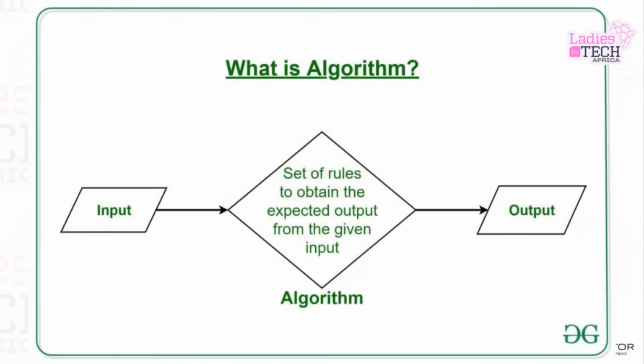This is a graphical explanation of what we mean by algorithm. If you look at it very well, we have inputs, we have a set of rules to obtain the expected output from the given inputs, and we have output.